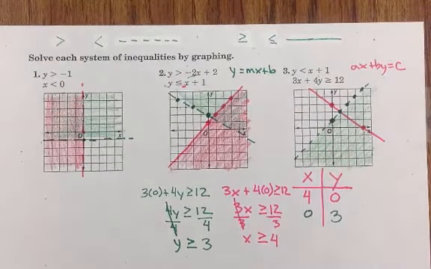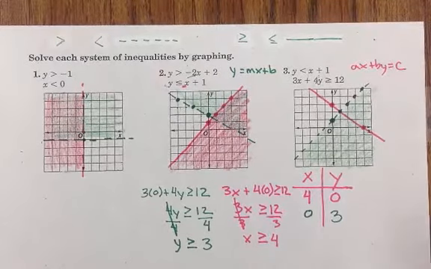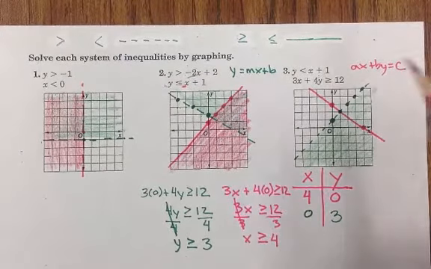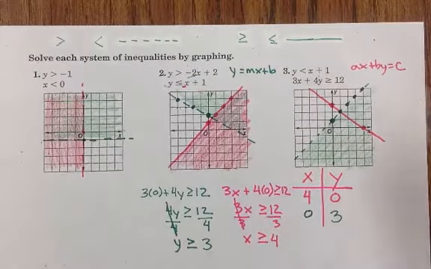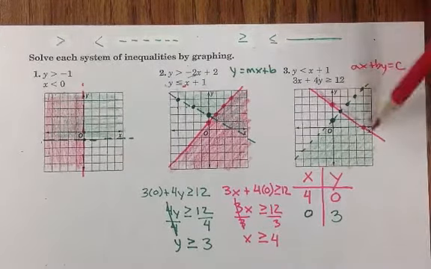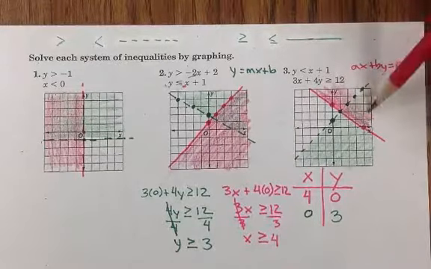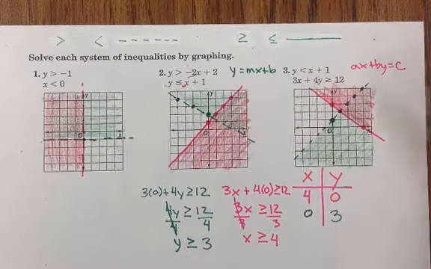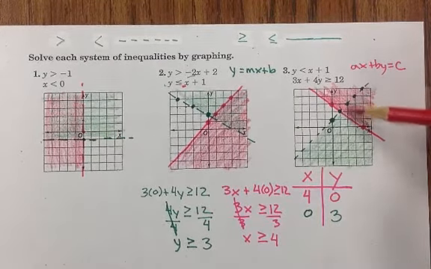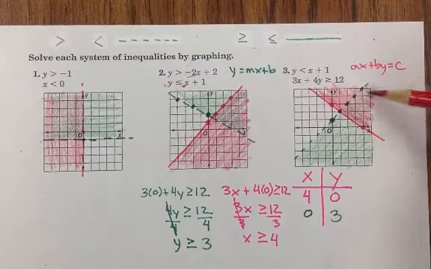Now the question is, am I going to have to shade above that line or below it? Well, greater than or equal to means that it's going to be bigger, so we have to shade everything above that line. And so our solution to this problem is going to be anything that is in the region where both of these, the red and the green, are shaded.